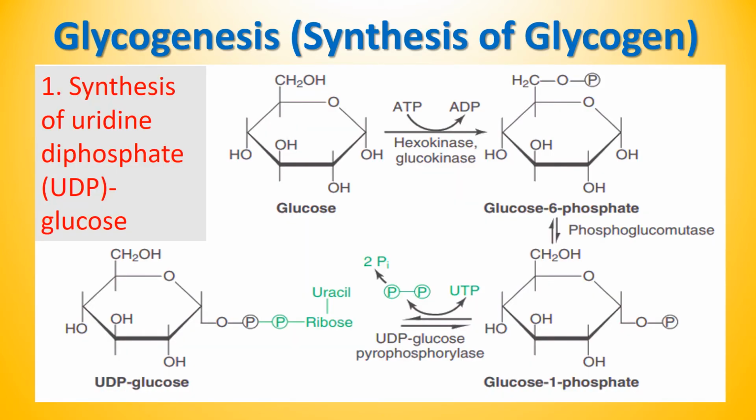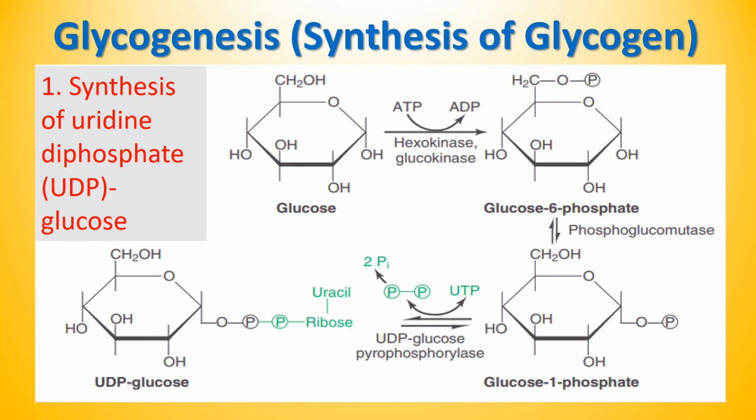The first step in the synthesis of glycogen, or glycogenesis, is the synthesis of uridine diphosphate glucose, or simply UDP glucose. There are 3 steps involved in glycogen synthesis. The first is the activation of glucose. This activation of glucose is brought about by the formation of UDP glucose. UDP glucose is the activated form of glucose for glycogen synthesis and also for the synthesis of other complex carbohydrates.